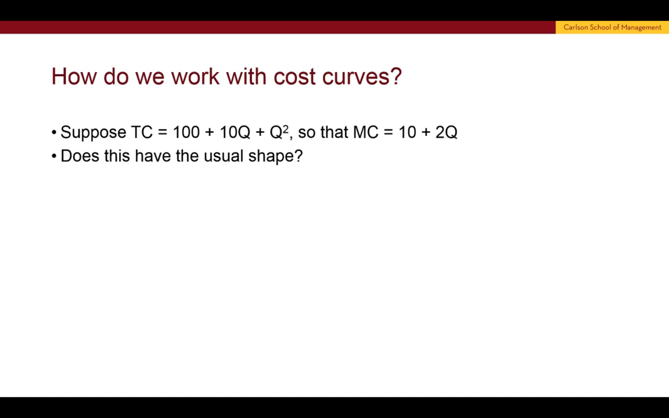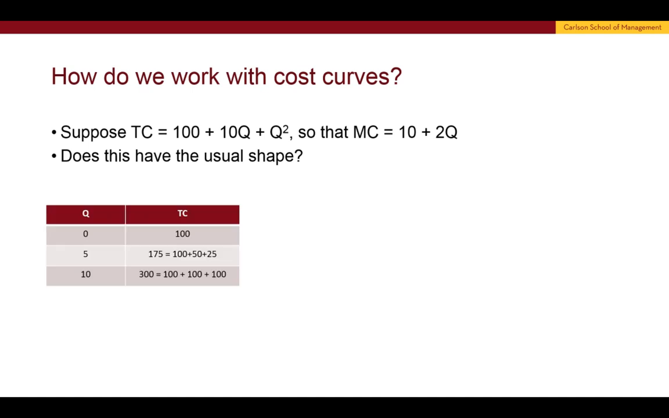Anyways, we can ask some questions about this total cost curve, this particular function. Like, first of all, does it behave according to the so-called usual shape that we've articulated? Well, there are a couple ways to see this. One is just to make a little table with Q in the first column. Here we're to look at the quantities 0, 5, and 10, and then just solve for the total costs associated with those quantities and think, does this thing seem to have that usual shape?